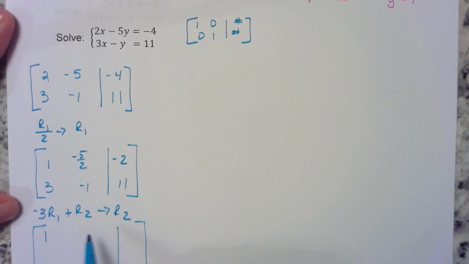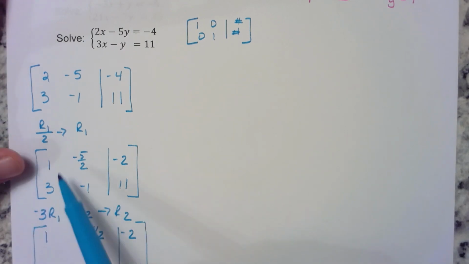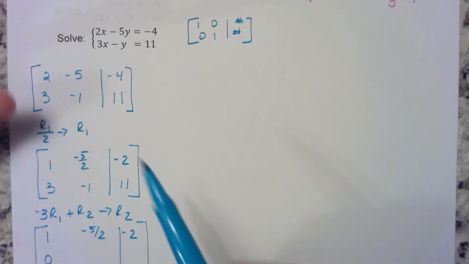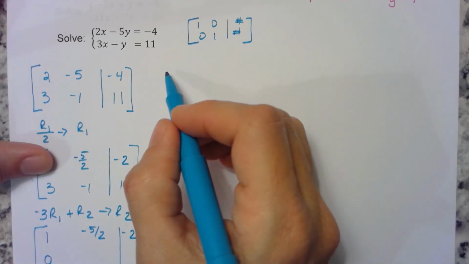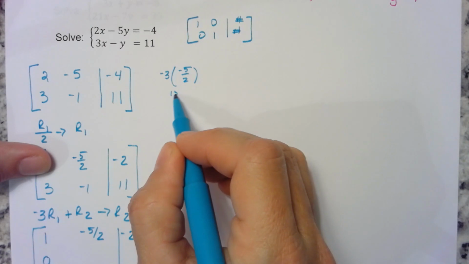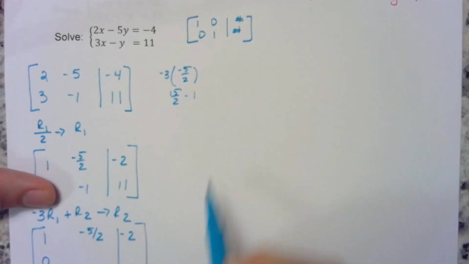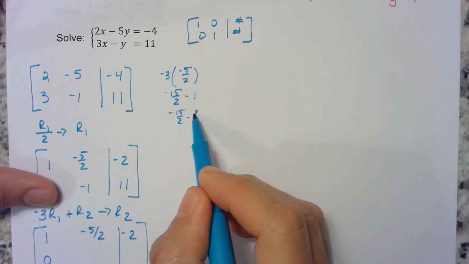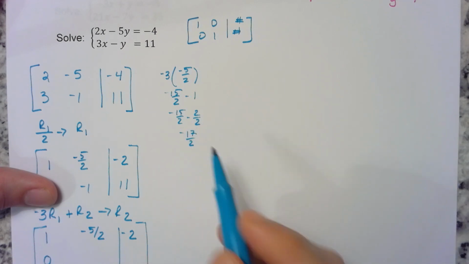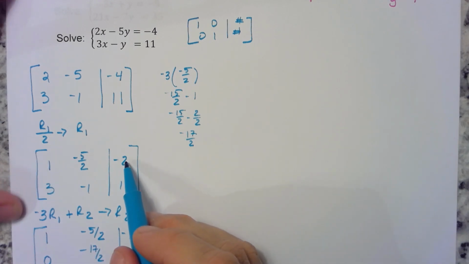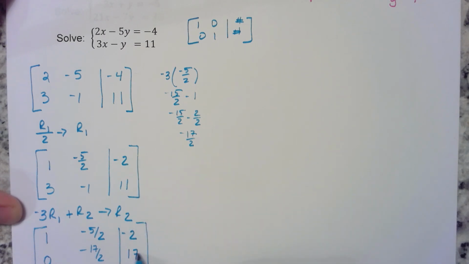So that means row 1 stays the same. So -3 times row 1 plus row 2. -3 times 1 is -3, plus 3 is 0. -3 times -5 halves is a positive 15 halves minus 1. -15 halves minus 1 is -15 halves minus 2 over 2, which is -17 halves. And then -3 times -2 is 6, plus 11 is 17.